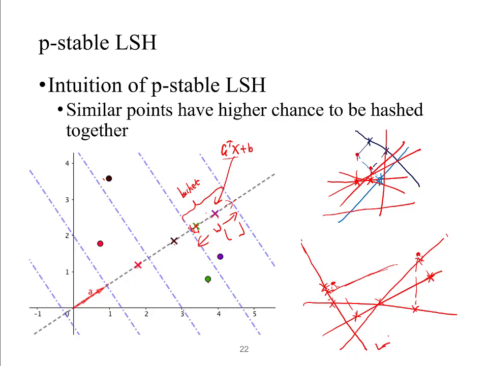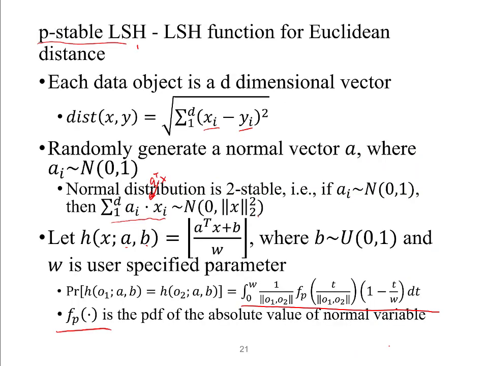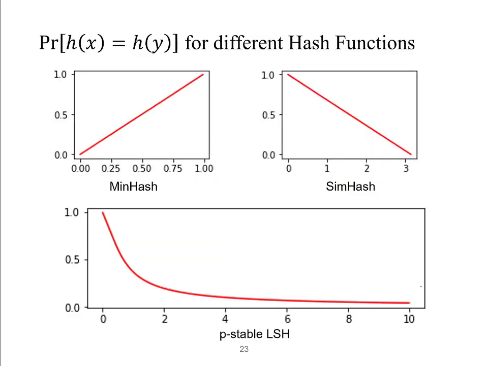If we define W as being this much, they will have very little chance to be hashed together. Now, if you do the math here, you can compute it by yourself, but gladly, I have done it for you. So this is the probability of x and y having the same hash value for different hash functions, with their different similarities or distances.